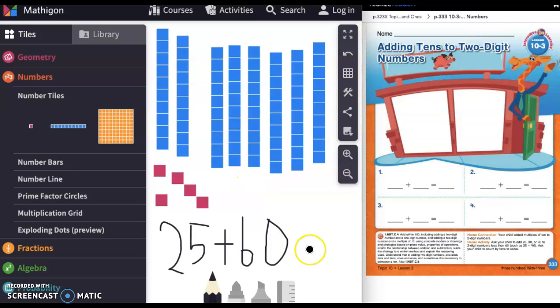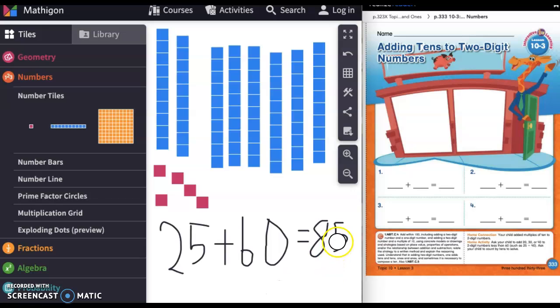What is my answer? I'm going to give you a second to think about it. Okay. So you have 25, 35, 45, 55, 65, 75, 85. So 25 plus 60 is 85.